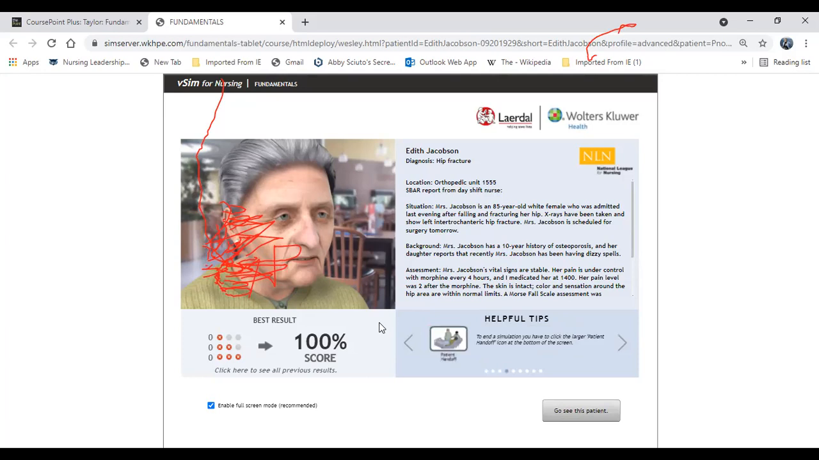Now you have to do the pre-sim. Okay, try to get the best score you can on it. You can do it over and over. The V-sim itself, you have to get at least a 75% or higher on this part. And then on the post-sim, we expect you to get 100%. And then you have to do the debriefing questions, and those have to be uploaded into Canvas.